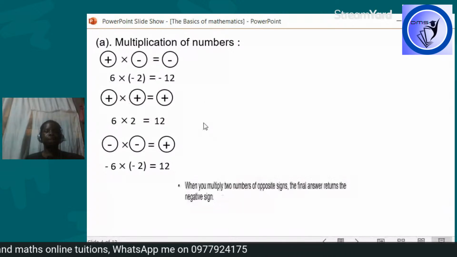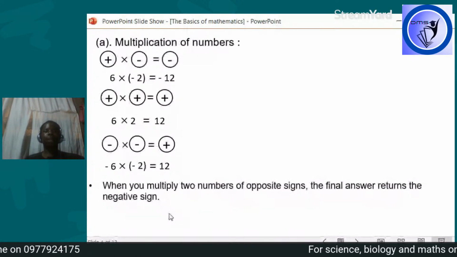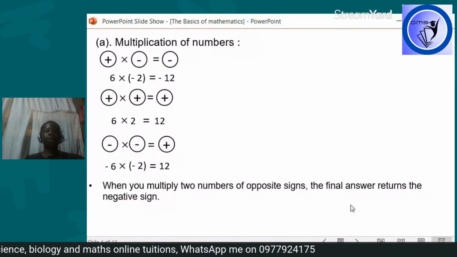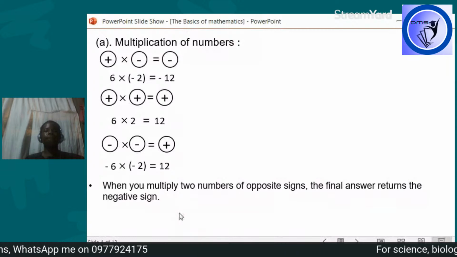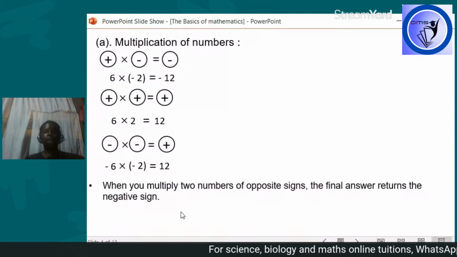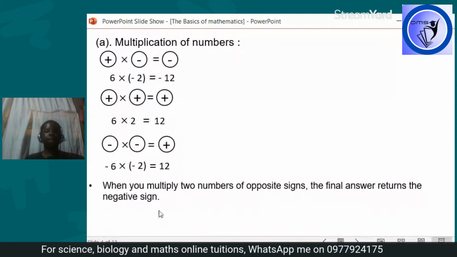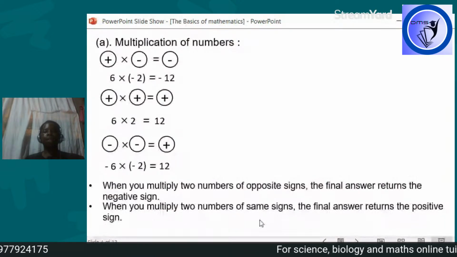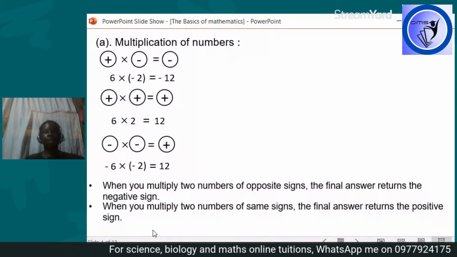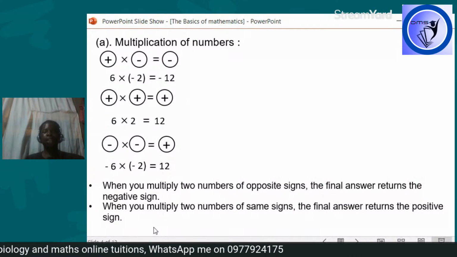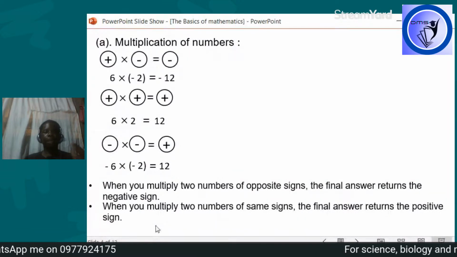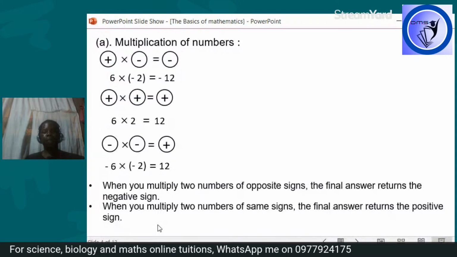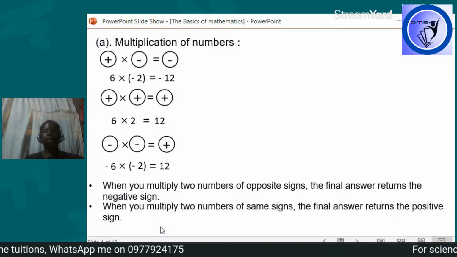All right, now what conclusion can we make from these basics that we have looked at? When you multiply two numbers of opposite signs, the final answer returns the negative sign, period. So if you have two numbers of opposite signs and you are multiplying them, just know that the final answer will have a negative sign. Then the next thing that you should know is that when you multiply two numbers of the same sign, the final answer returns the positive sign, period. No doubt about it. So positive times positive will give you positive, and negative times negative will give you positive. All right? So that is what you need to keep at the back of your mind for you to be able to solve mathematics. Anyone who understands these principles or basics in mathematics is very, very capable of doing mathematics regardless of age.